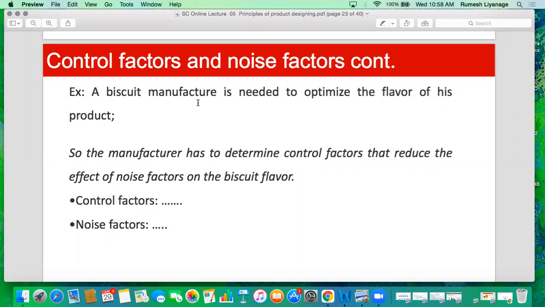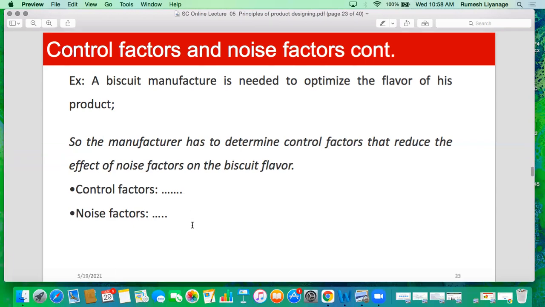the room temperature, the environmental temperature, carbon dioxide level, and gas mix level. It means the percentage in our normal atmosphere, how much the oxygen to carbon dioxide ratio is. It is very difficult to maintain. Factors like these are noise factors.